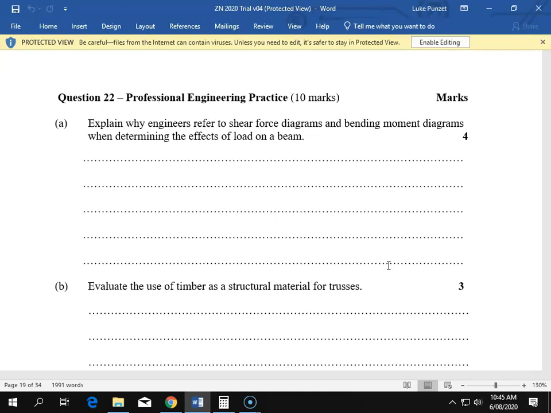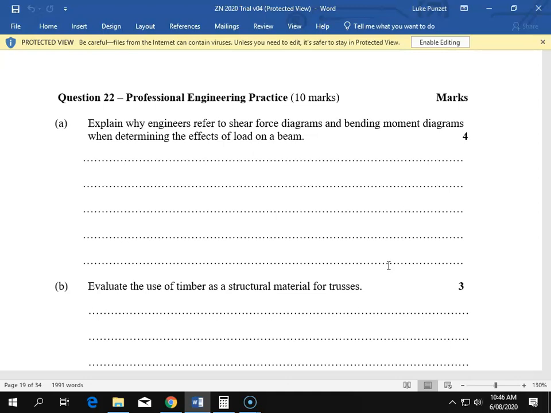So the 1st mark is if you say engineers look at diagrams so things don't fall down, or engineers use these diagrams to make them strong. Something rudimentary, like what a year 6 kid could figure out. Now, for 2 marks, if you say engineers use these diagrams to determine the maximum stresses, maximum bending stress, maximum shear stress, that's 2 marks.